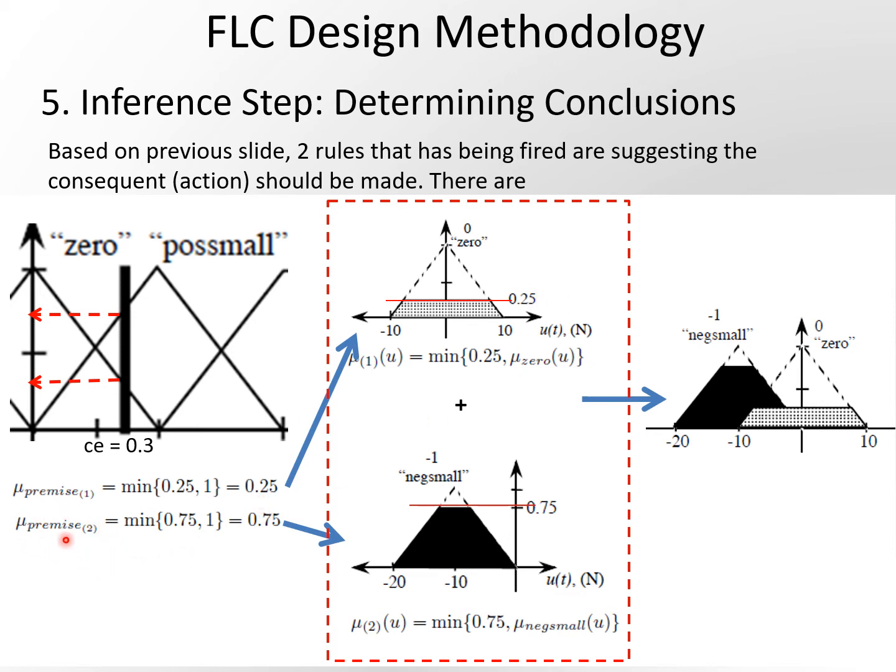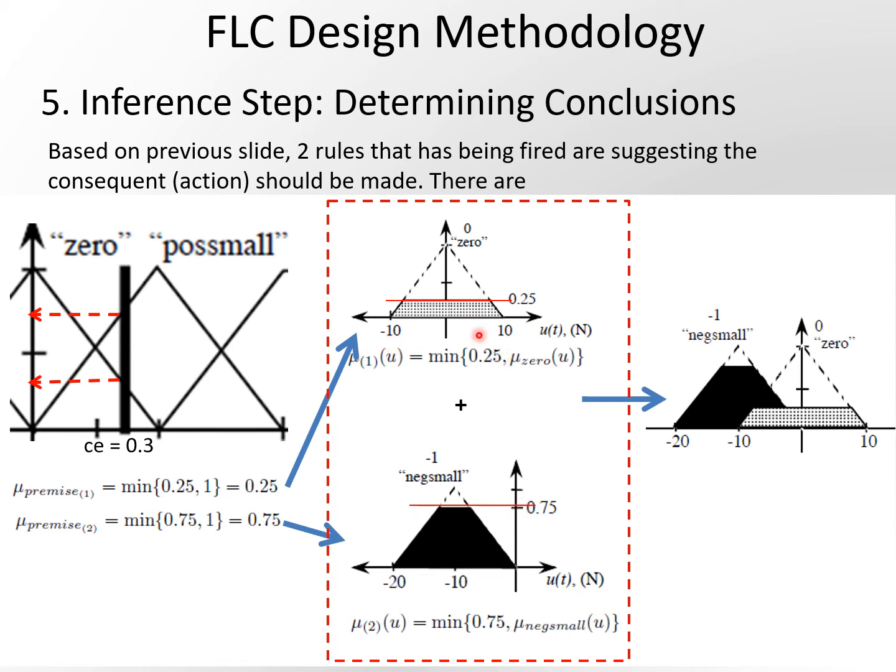The other membership function for the other rules, we fire the 0.75 with the 0, 1. Again, using the AND rule, we take the minimum of them, which is 0.75. So two rules are fired here. One with the 0 membership function, which has 0.25 degree of membership, and another rule using the negative small membership function, the degree of membership is 0.75. So we have two rules fired.